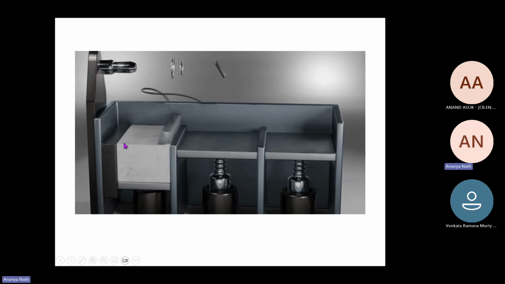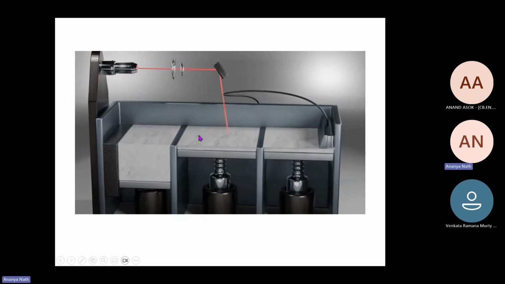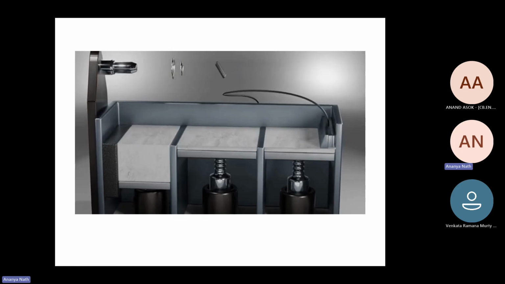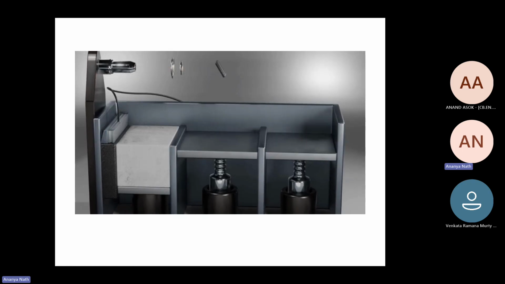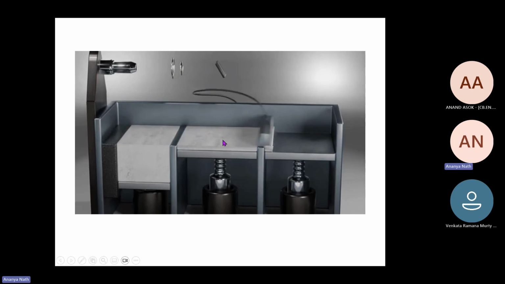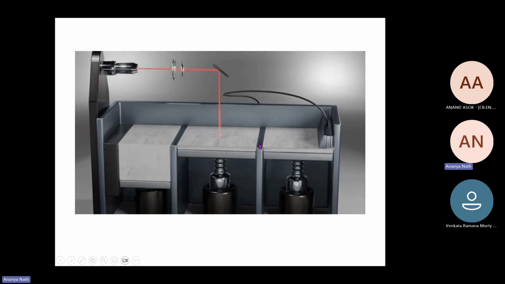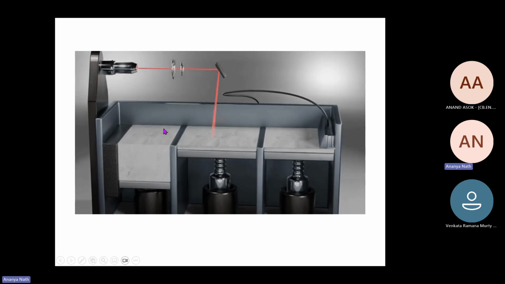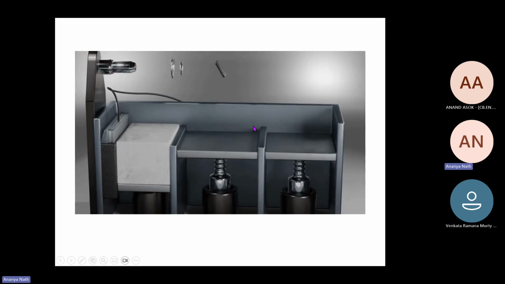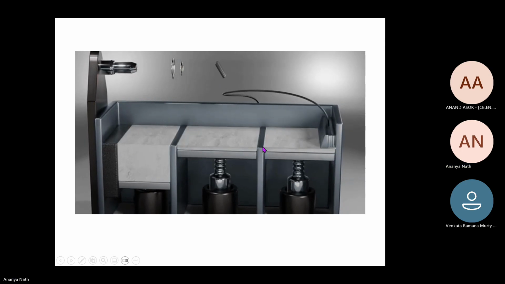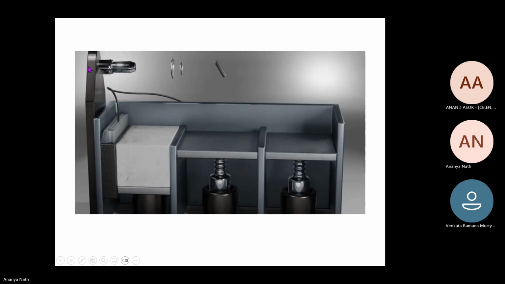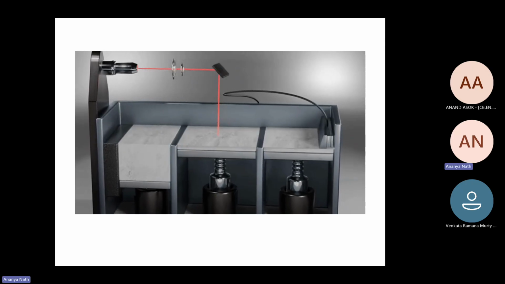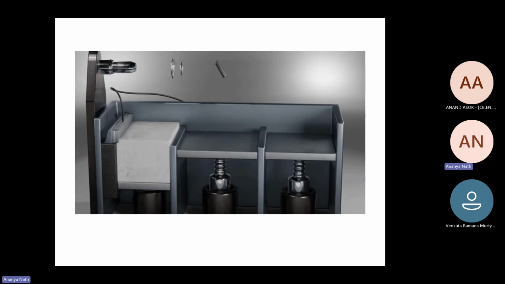This is the video where the first layer is spread. But when you repeat this process 500 times, then you get the whole part. And when you are spreading the second layer, the first layer of powder will also be present here. So right now it's empty, but when you spread the second layer, the first layer will be present here. So this is the overall mechanism. Okay. Any more doubt?